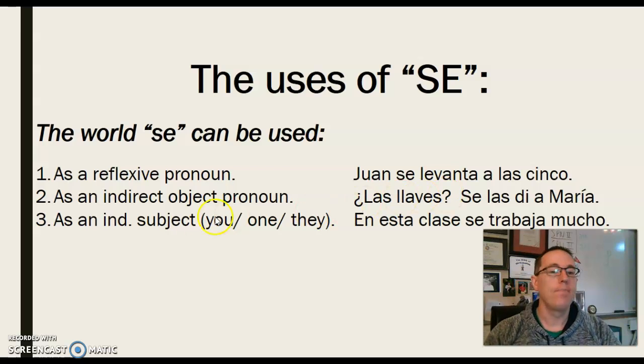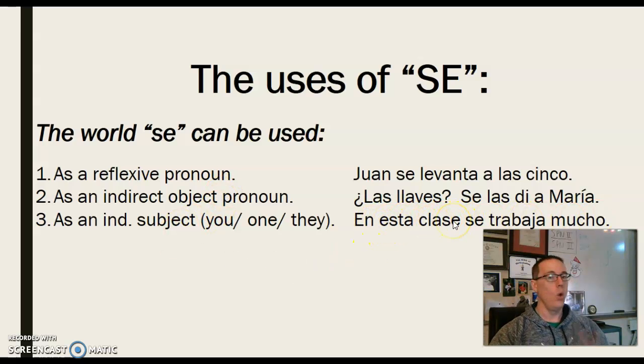Okay, so the last one is an indirect subject, and this one, we talked about, I know, significantly more last year. It's when you're using the word se to express like a sign, or when you're saying one must or something like that. So: en esta clase se trabaja mucho.